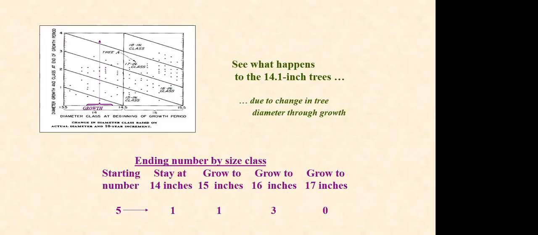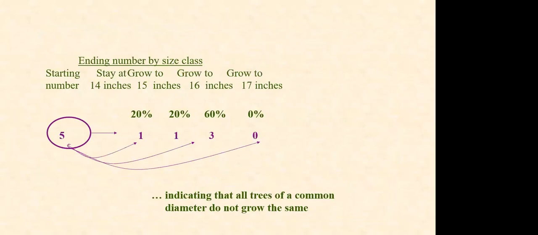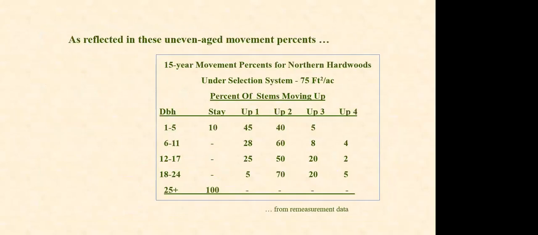And you see that the trees are distributed along that vertical line. One of them stayed 14 inches. One of them went up to the 15 inch class, 3 went to the 16 inch class, etc. So that we can then represent that as proportions of trees that started off in the class. 20% stay the same, 20% go up 1 class, 60% go up 2 classes. And that's what you see here in this chart.